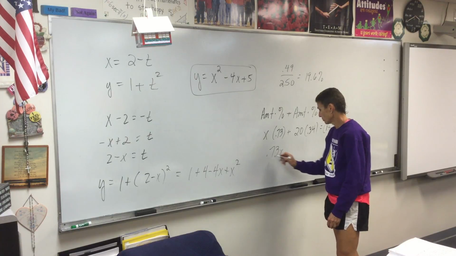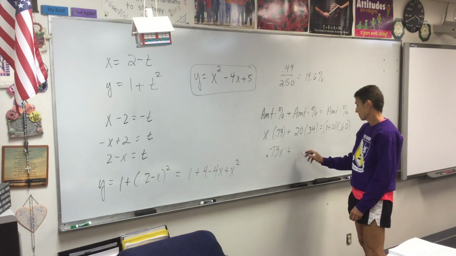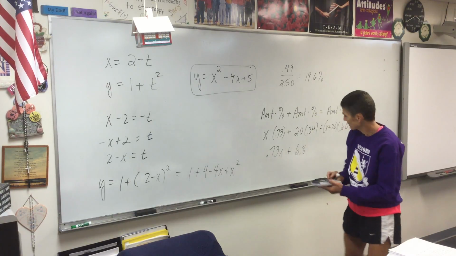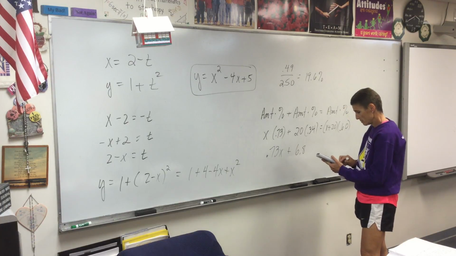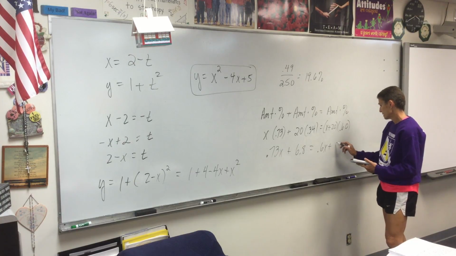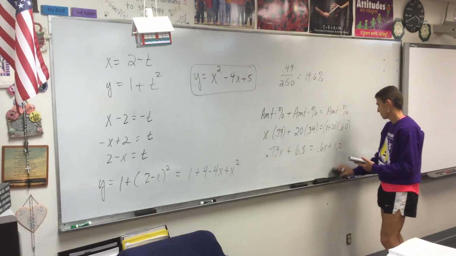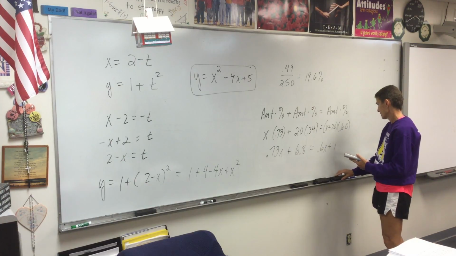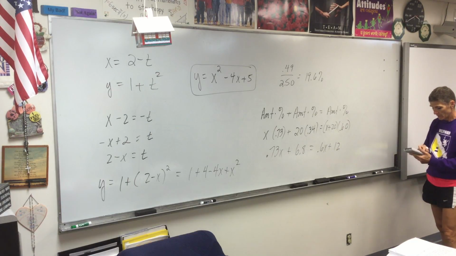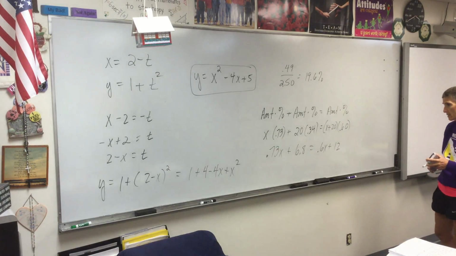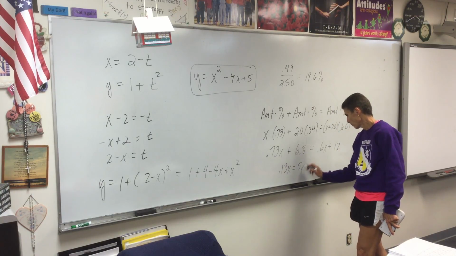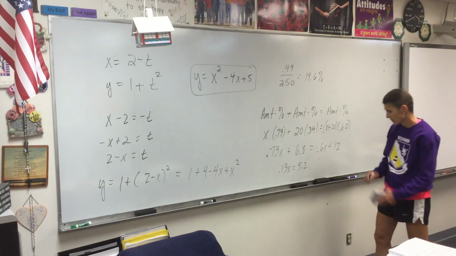So here we go, 0.73x plus, I want to say 6.8, but you know what? I don't trust my arithmetic. Equals 0.6x plus 1.2. No. Okay. So let's see what we've got here. 0.13x equals 5.2. Oh, this is going to work out nicely.